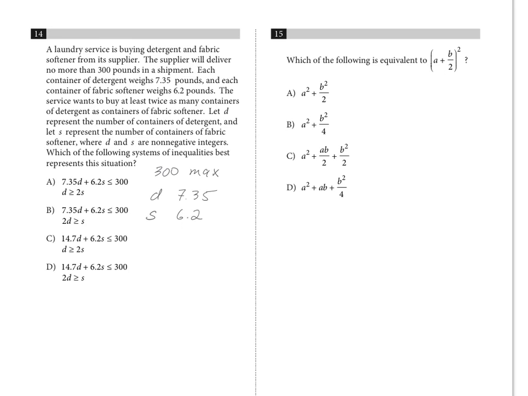The service wants to buy at least twice as many containers of detergent as fabric softener. And this is the dangerous part of the question. It's very tempting to say twice as many containers of detergent as fabric softener. But if you do that and you test it, you'll see that it's wrong. Because if you make S, which is right here, if you make S 10, D is only 5. So you would actually have half the detergent as fabric softener. And so our initial instinct might be to write this equation, but it's actually wrong. So what you want to write is that D is twice S, and then we have to check because it's going to be an inequality.